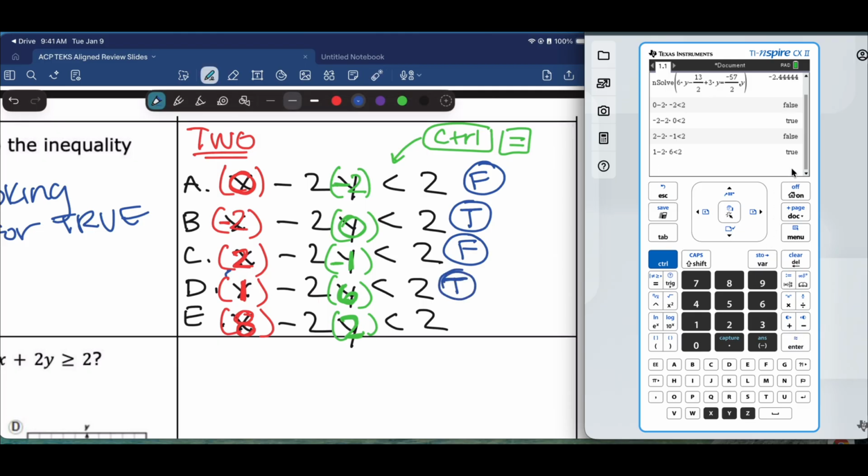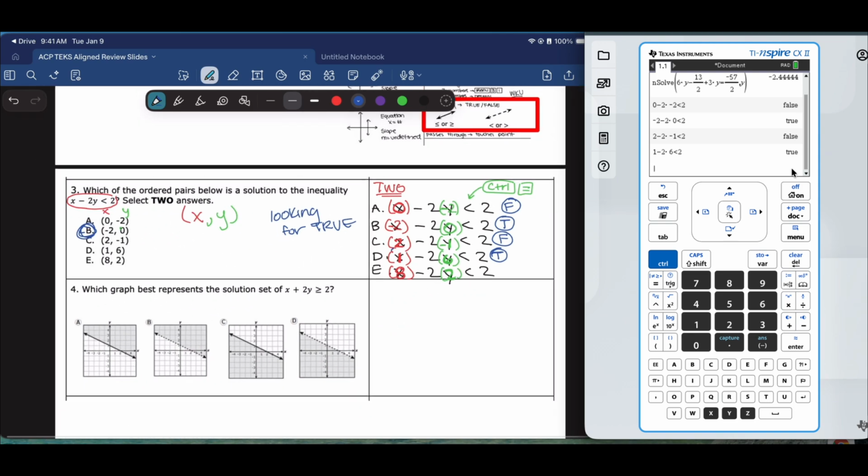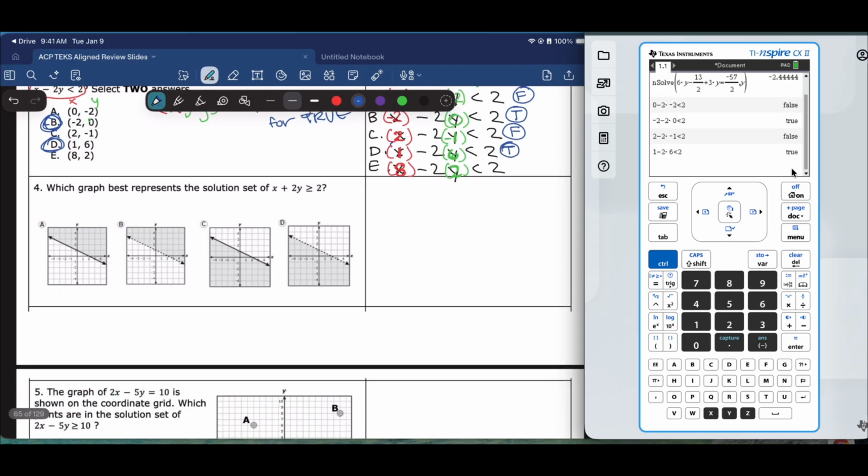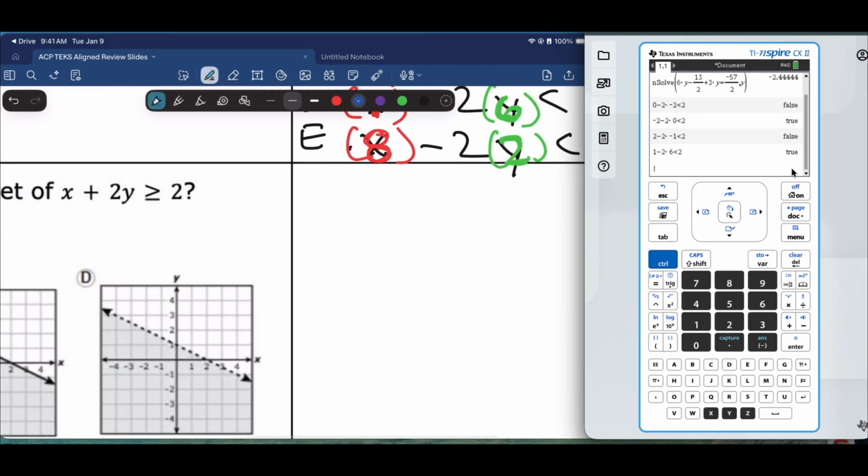I'm not going to do E, but in good practice, you should do E just in case you made a mistake. But I don't want y'all to have like a 20-minute video. All right, so next question. It says, which graph best represents the solution set of x plus 2y greater than or equal to 2? The big thing we have to know here is that when you have one of these symbols, it is a dotted line. Okay?